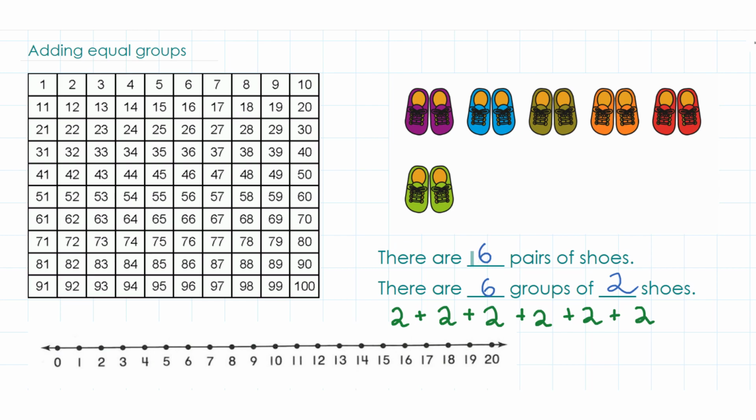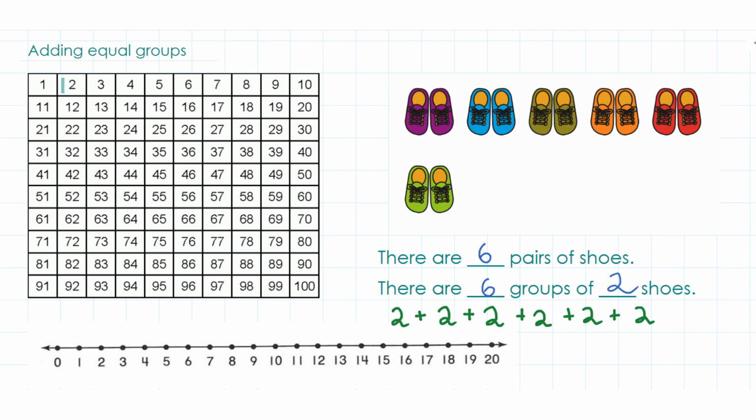Well, I've got some things to help you. I've got a 100 grid. And we can use that because we were just counting in twos, weren't we? And we saw that counting in twos and adding 2 is the same thing. So how would we do our calculation with the 100 grid?